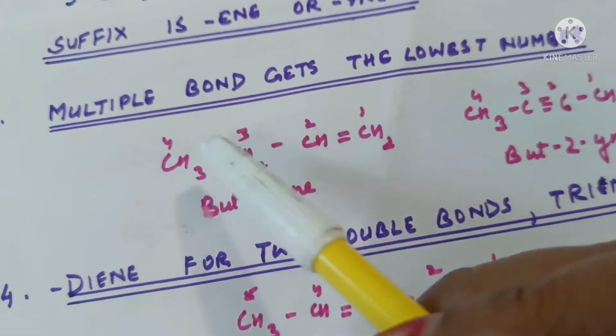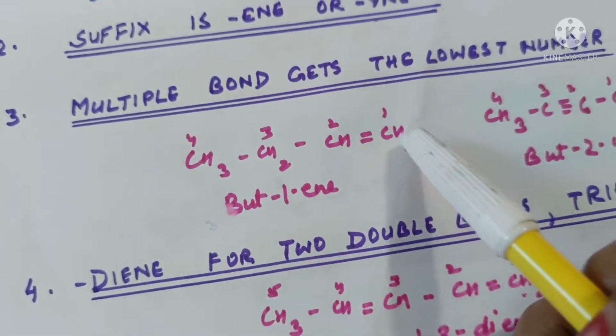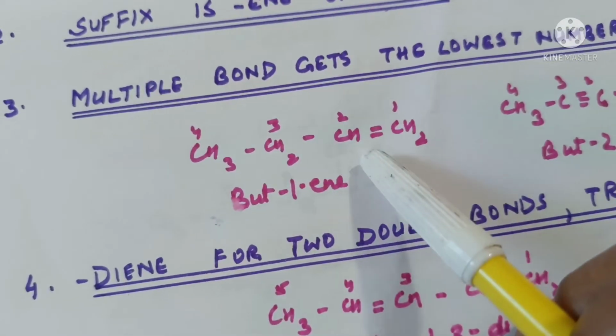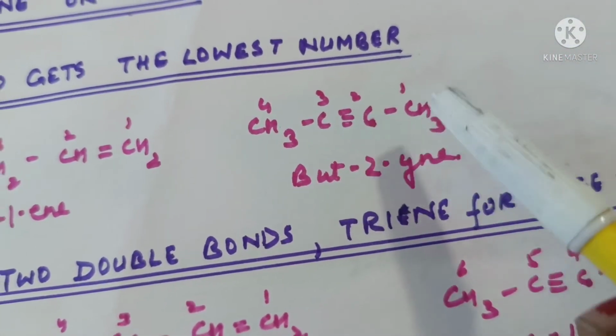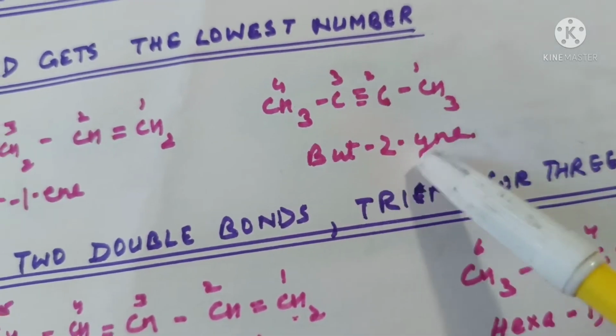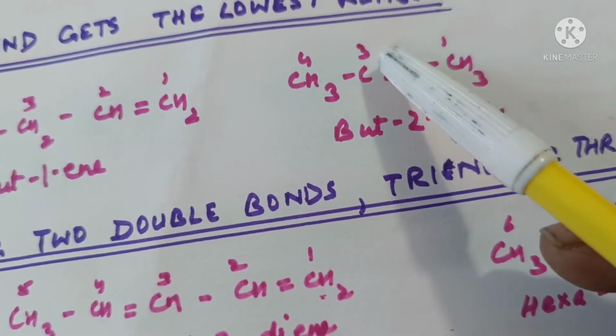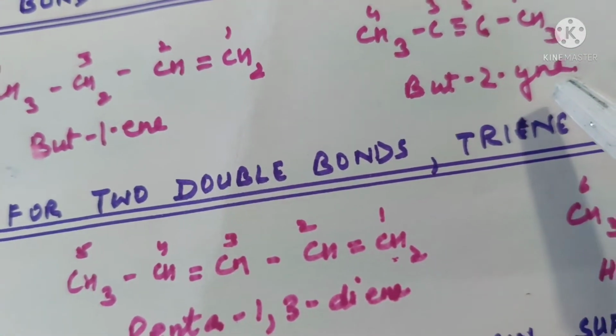While numbering the chain, we start from that end which is closest to the multiple bond, so it is but-1-ene. Similarly, in this case, the name will be but-2-yne because the triple bond is at second carbon atom. It begins at second carbon atom.